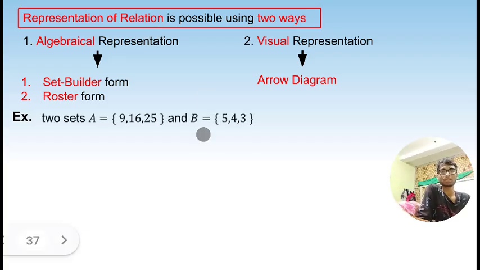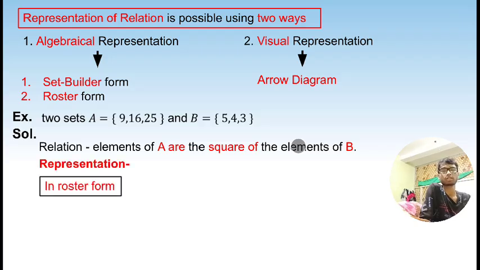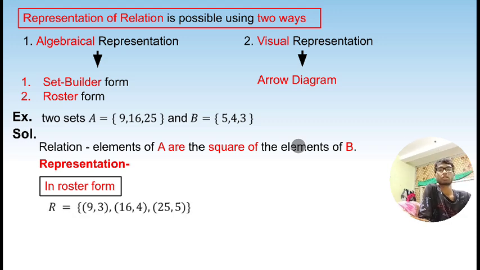So there are two sets. First we can see the relation: elements of A are the square of elements of B. This is the statement representation in roster form. The roster form is clearly visible here: 9,3; 16,4; 25,5.